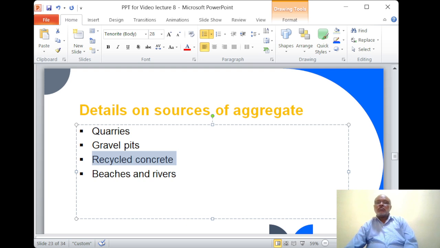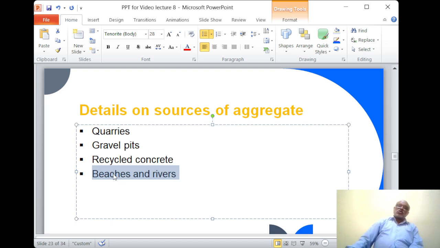The other one is beaches and rivers. These can also be used as a source for aggregate production. In terms of beaches, they are natural sources of sand, which is often used in construction and aggregate production. Sand from beaches can be extracted through sustainable practice to ensure minimal environmental impacts.